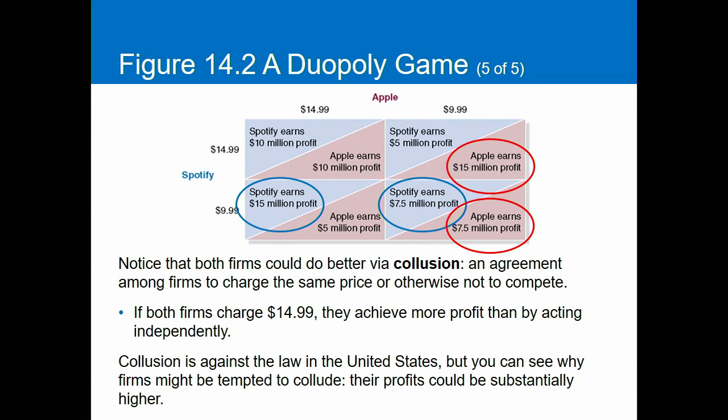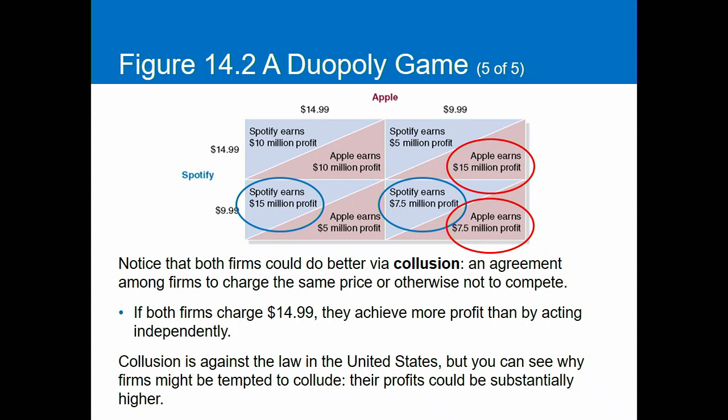Yes, so both firms will tend to choose the price of $9.99, make a $7.5 million profit piece. But notice, they both could make a $10 million profit if they both choose to sell at $14.99. If they could somehow collude, somehow convince each other, or somehow reach an agreement that they're going to sell at that higher price, they could both earn a higher profit.